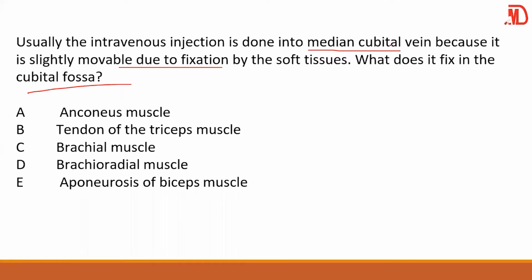The elbow joint is what they're talking about over here. They are saying that usually during intravenous injection, we use the median cubital vein because it is slightly movable due to the fixation of soft tissues. So what does it fix into the cubital fossa? Here we are basically looking at the aponeurosis of the biceps muscles.